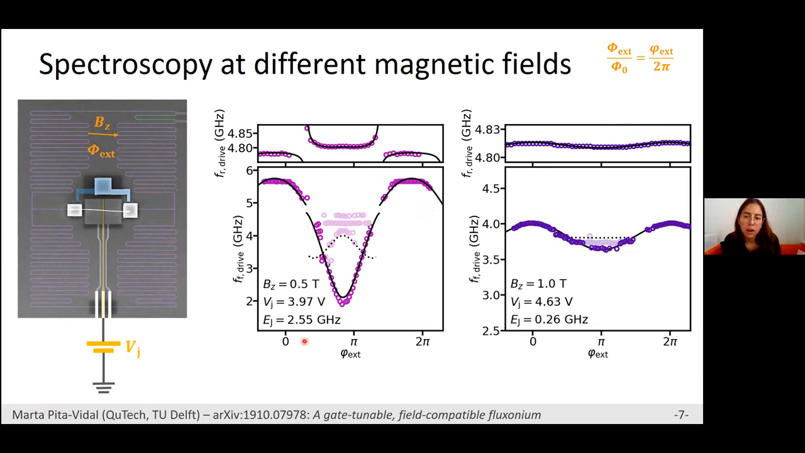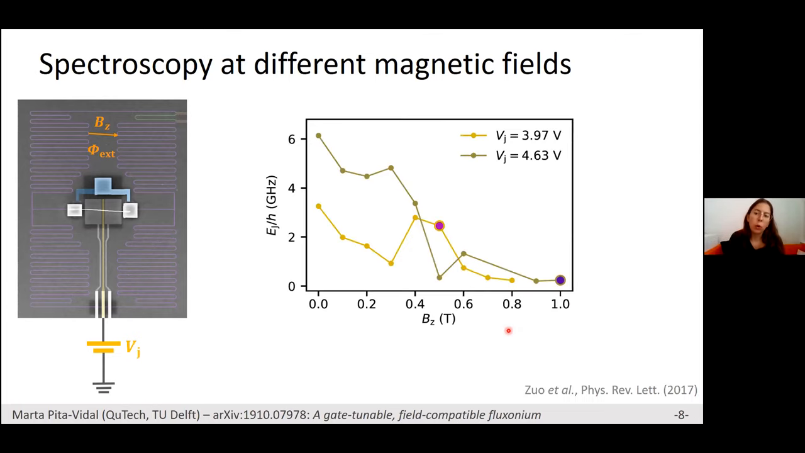magnetic field. And here we appreciate two effects that we see recurrently when doing spectroscopy in field. First is a decrease of EJ with field, and the second is the anomalous Josephson effect, which results in a finite offset of the current phase relation of the junction away from zero phase. Repeating similar spectroscopic measurements, we can map both EJ and the finite shift versus gate and field. We first look at representative data for EJ versus field, and we see that independently of the gate voltage, EJ decreases overall with magnetic field.